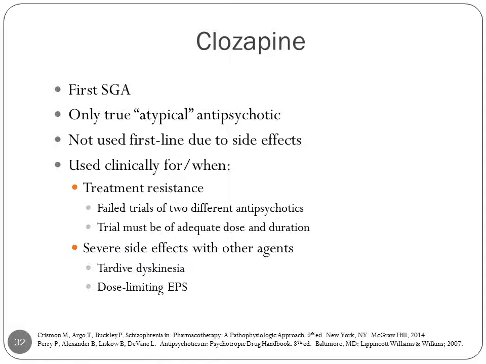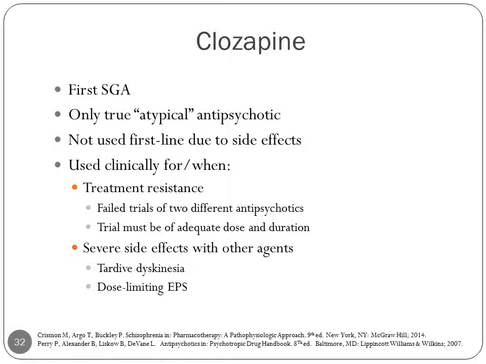We're now going to review each of the second generation antipsychotics a little more in depth, and I'll spend the most amount of time on clozapine. Clozapine was the first second generation antipsychotic that was developed, and it's our only true atypical antipsychotic. However, we do not use it first line due to side effects, which is unfortunate because clozapine has shown superiority over other antipsychotics for the management of treatment-resistant schizophrenia. So it really is our most effective agent, but the side effects limit its use.